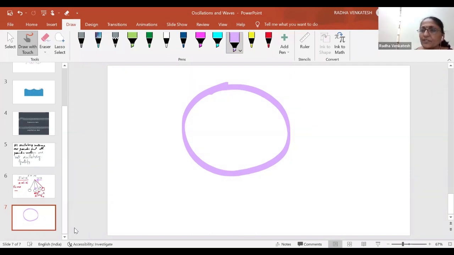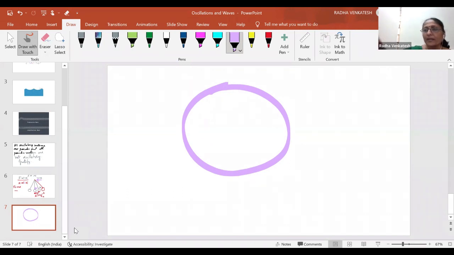Which is uniform and which is non-uniform? Do you think both are uniform motions? Or one is uniform and the other should be always non-uniform? Any idea? I think both are uniform circular motion, ma'am. Both are uniform circular motion. Let us try and understand that.